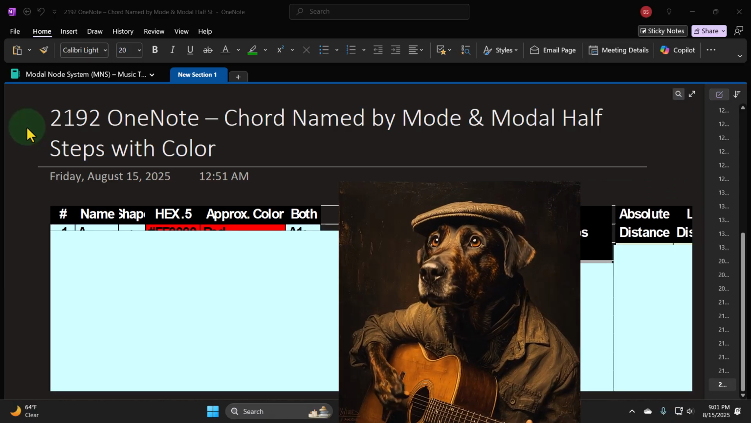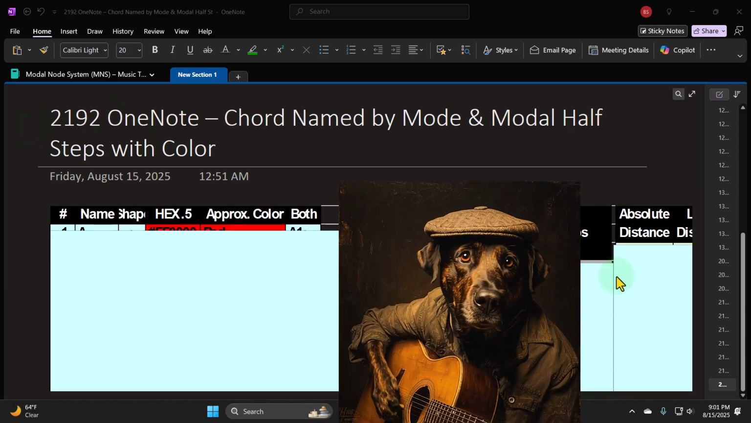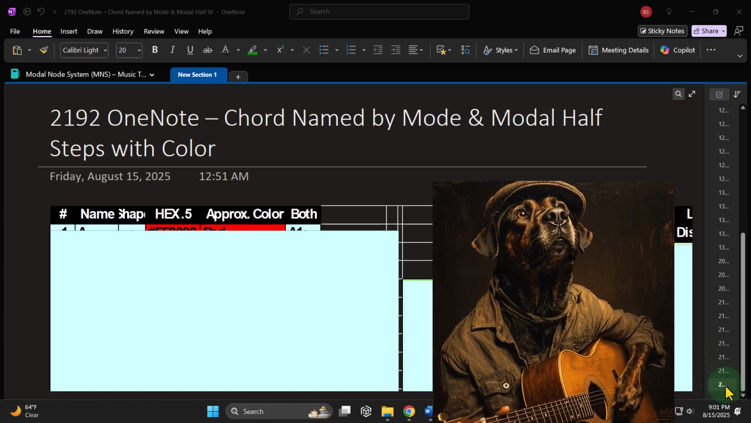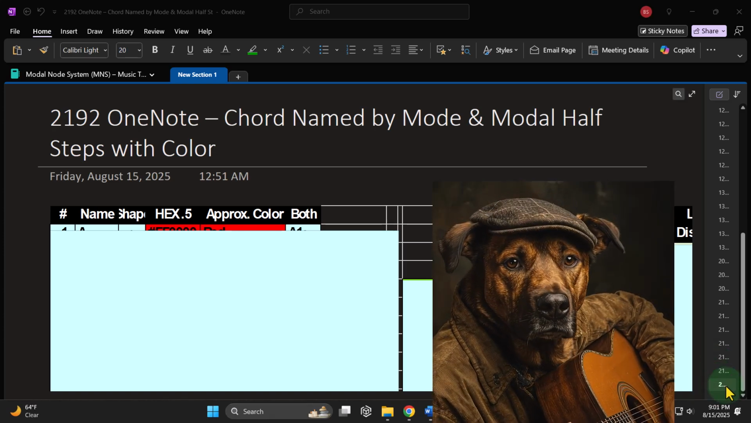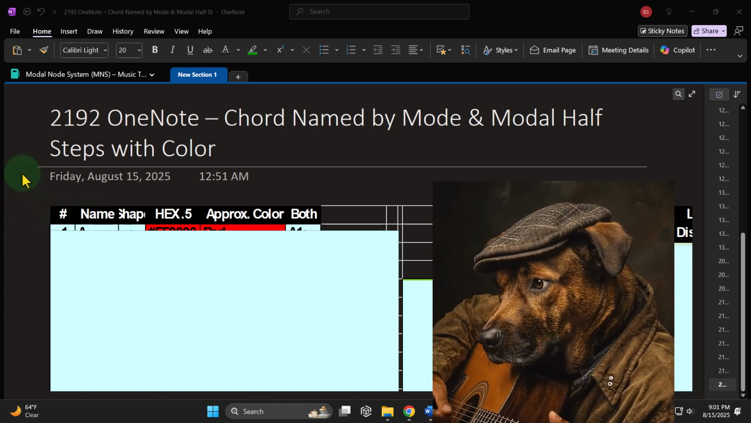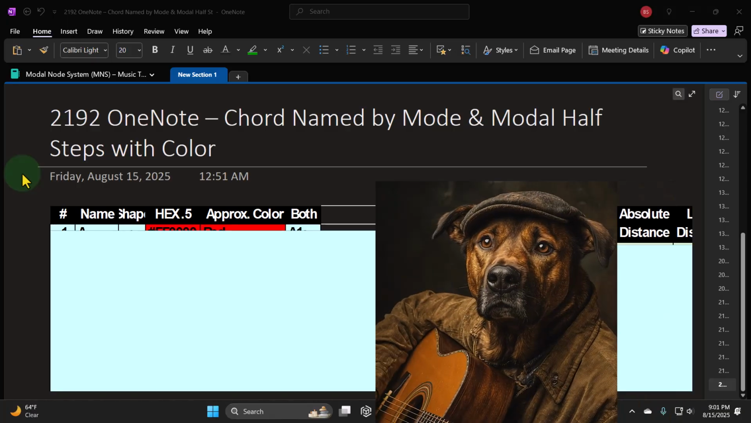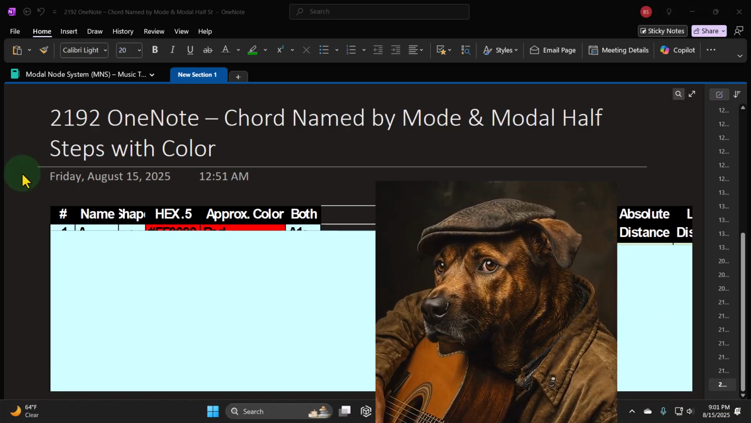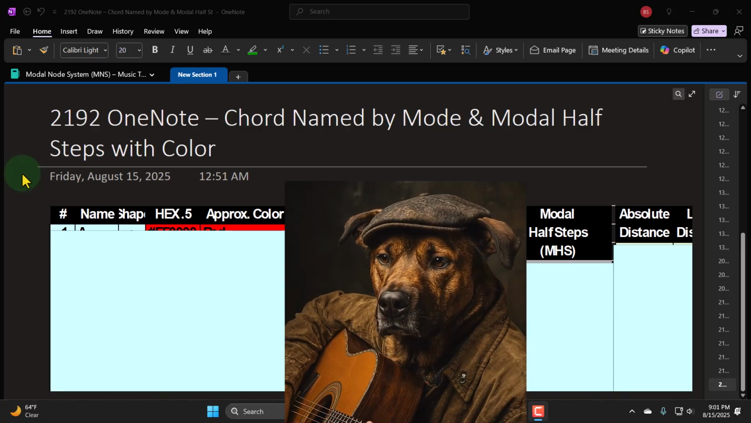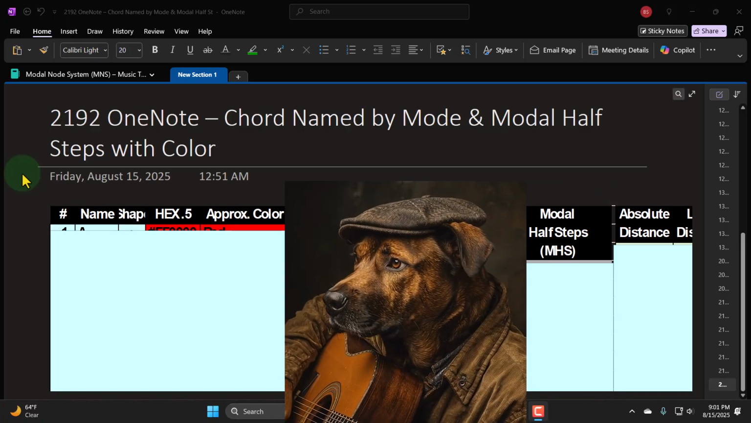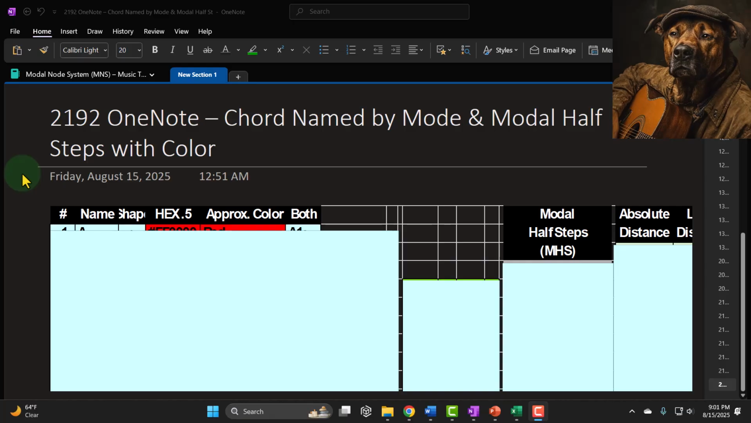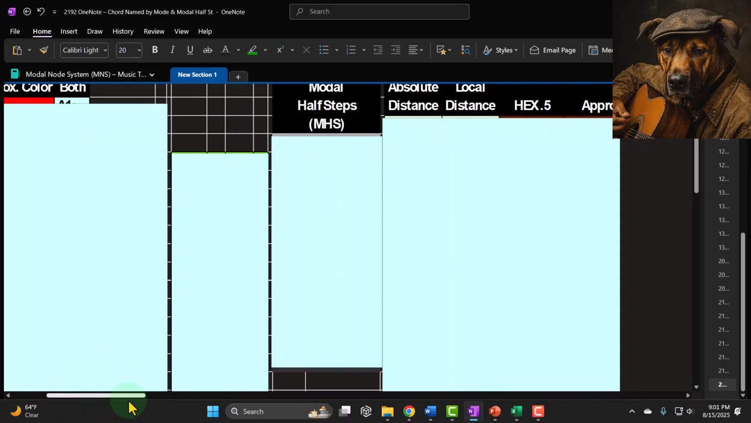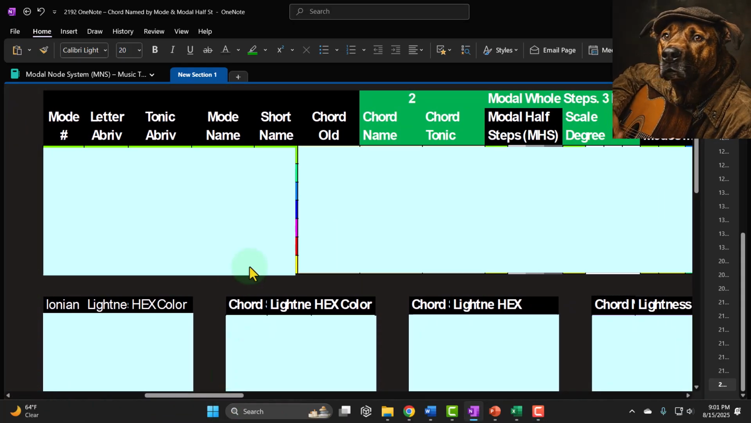Chords named by mode and modal half steps with color. List of presentations on the right, which we plan on adding plenty more to shortly. Also noting in this OneNote presentation, we'll spend all our time on music theory, but we have another similarly numbered and named presentation where we build these tables in Excel, practicing Excel, music, and simply table visualization skills, all great skills at the same time.